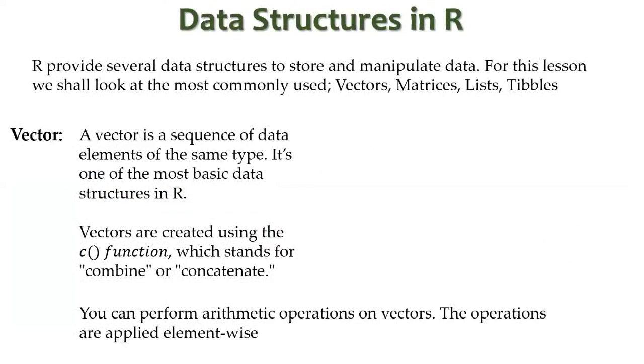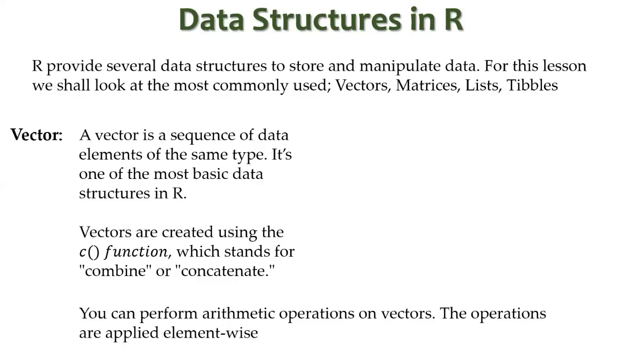Now we are looking at data structures. R provides several data structures to store and manipulate data. For this lesson, we shall look at the most commonly used data structures. They are vectors, matrices, lists, tables, and data frames. We've seen that data in R can be either numeric, logical, character, or a factor. When you bring all these data types together, then you get a data structure. R provides several ways in which you can store these data types as data structures.